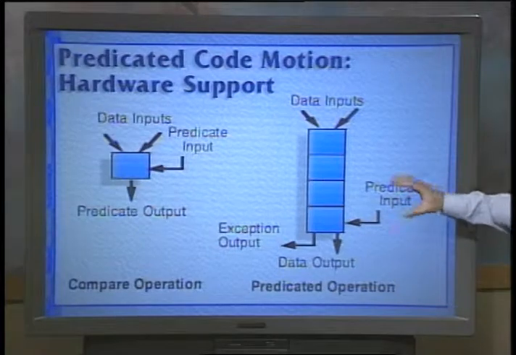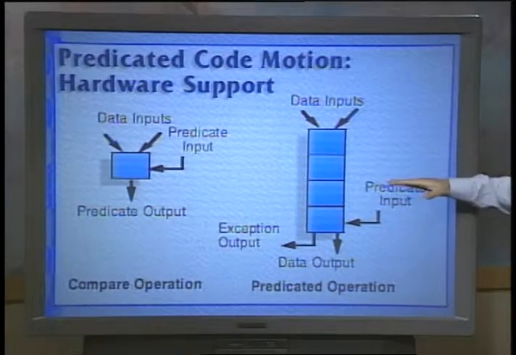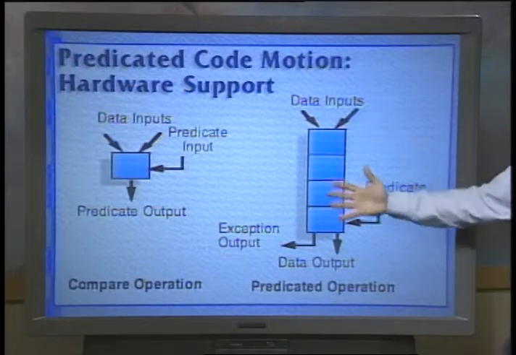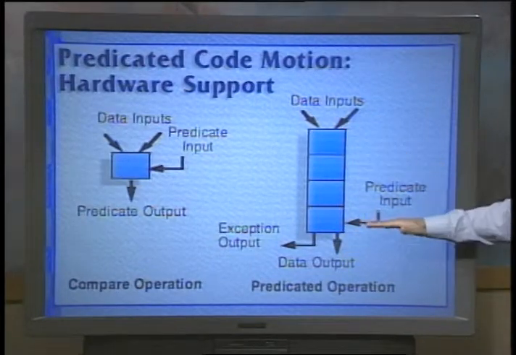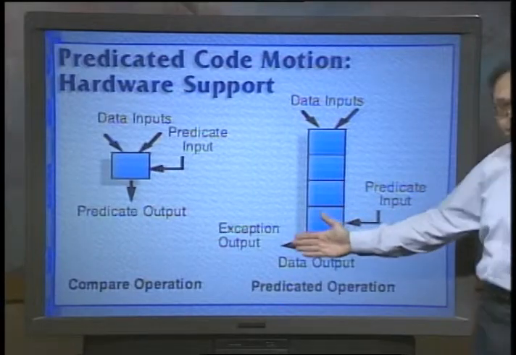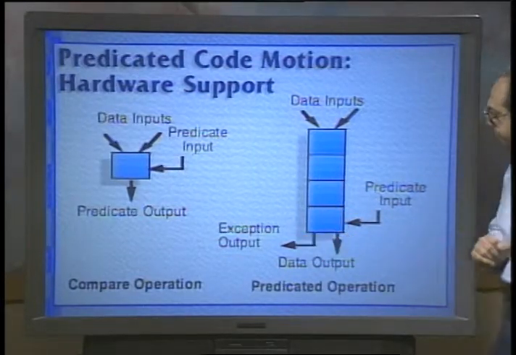input. And the way this operation will behave is that if this predicate input is true, then this operation will execute as normally. If this is false, the operation will be squashed. So no result will be written, no exception will be flagged.